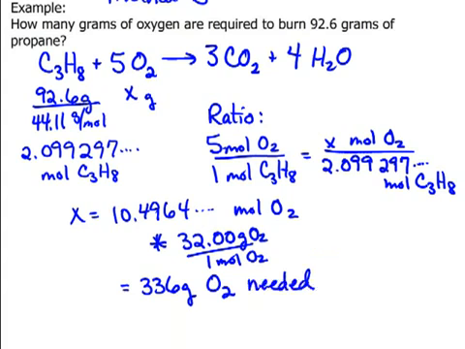So again, in order to do this kind of problem, we recognize that the given grams need to be converted to moles by dividing by molecular weight. Then we can set up our ratio and then convert back to grams of O2 by using oxygen's molecular weight.